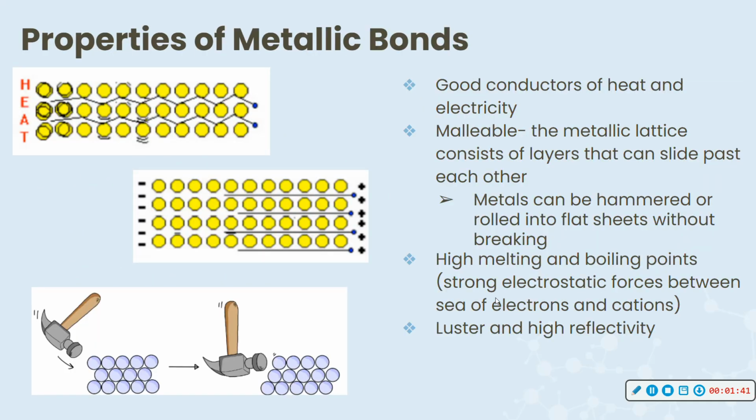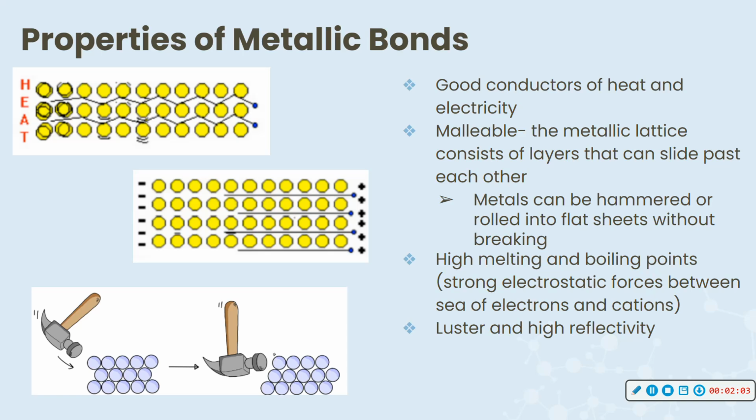So let's talk about some properties of metallic bonds. And it's important that you understand what these pictures are showing you. So we already know that metals are good conductors of heat and electricity. Okay, a lot of times when you're baking in the kitchen, you might be using a metal pan. We also have metal pots, so we use them a lot of times in cooking.